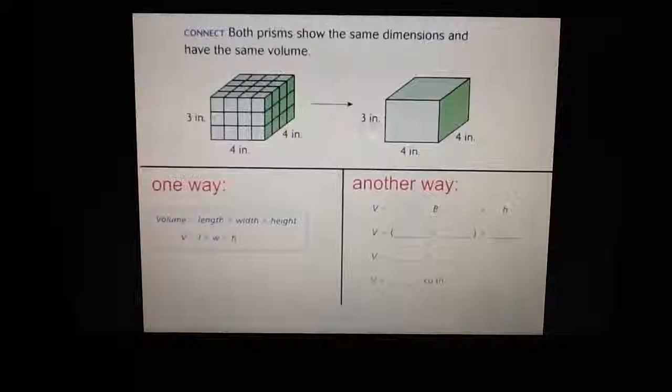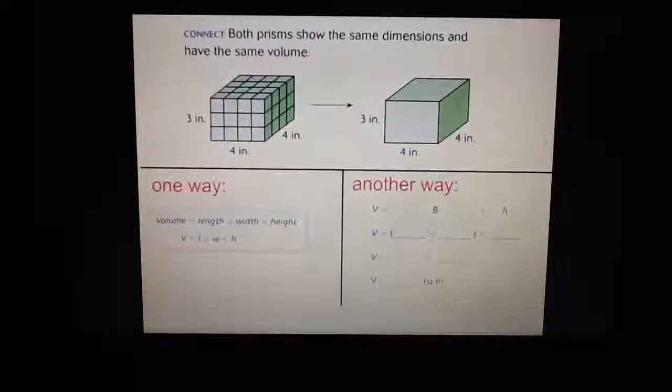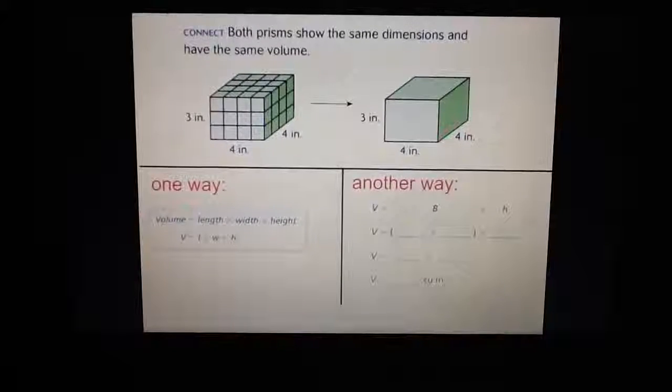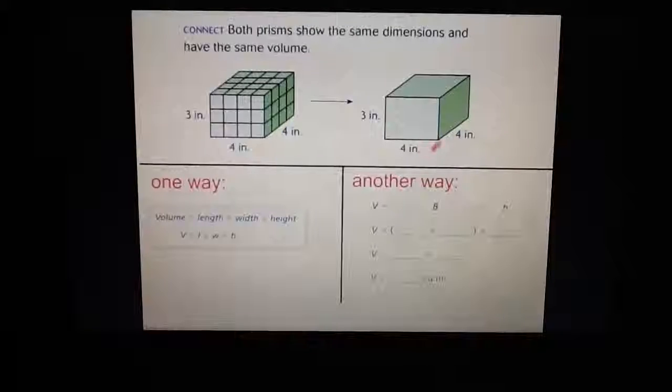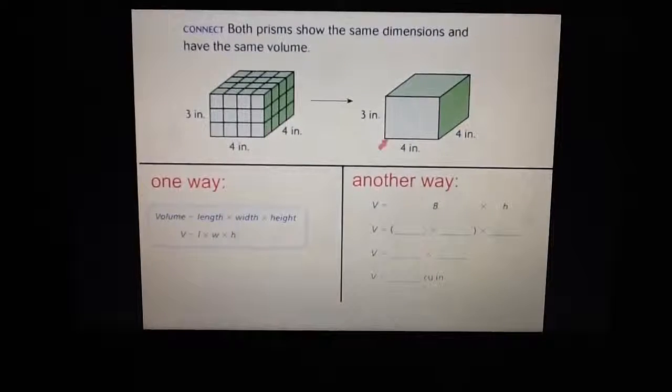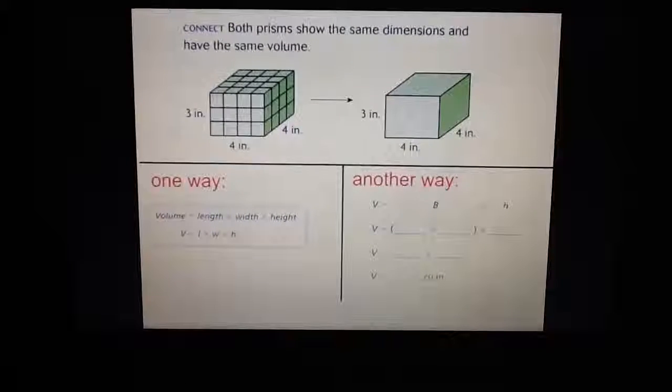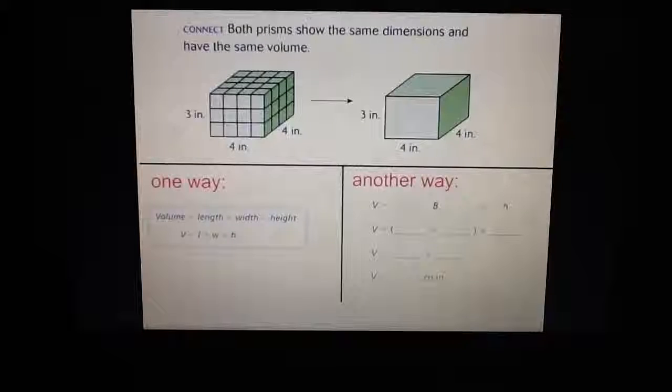Well, as you can see here, both prisms show the same dimensions and they have the same volume. You just don't see it in unit cube form. So we would still have 4 times 4, which is 16, and then you would multiply it by your height, which is 3. So another way to do this is to find the base.